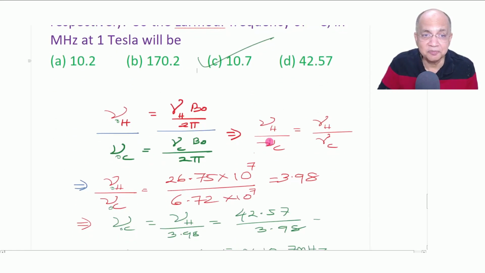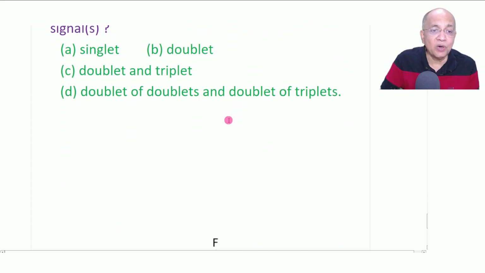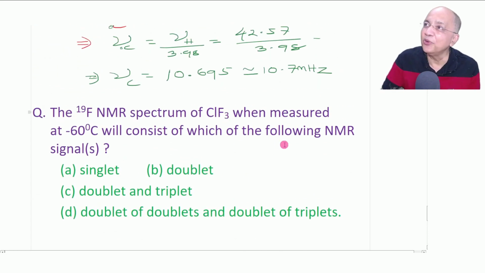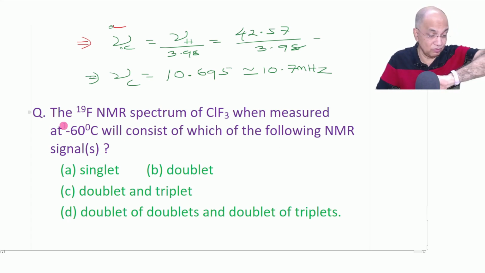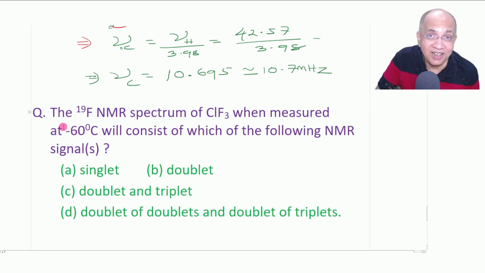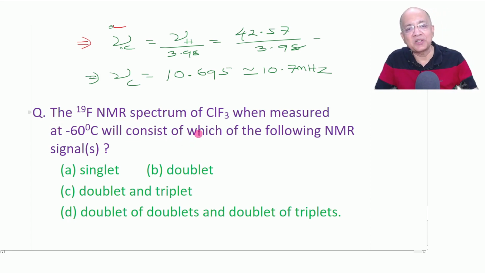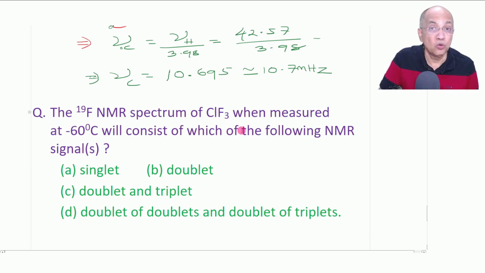I hope you understand. Now, this one is the last one before we close today's session. I think it will be a 30 minutes one. I have not seen my watch since I started. The fluorine NMR spectrum of chlorine trifluoride, when measured at minus 60 degrees Celsius, will consist of the following NMR signals.